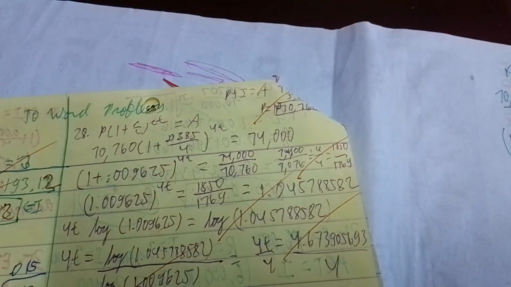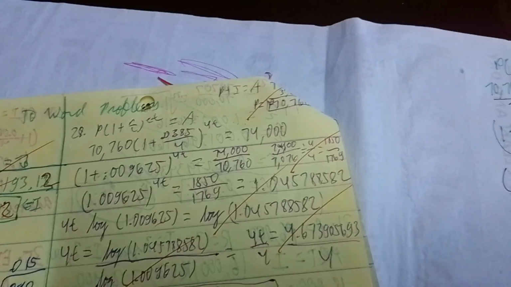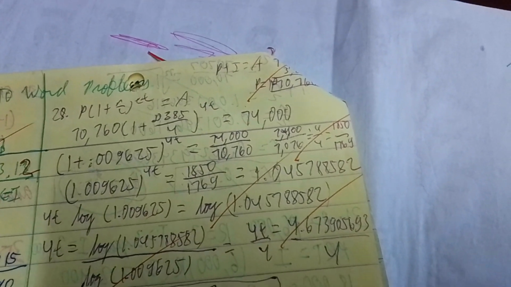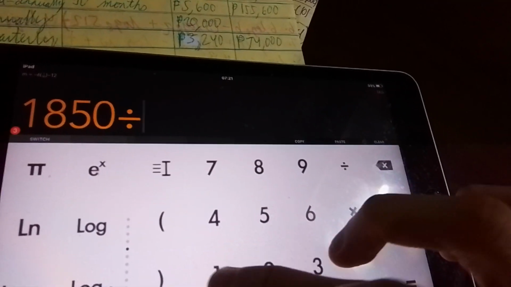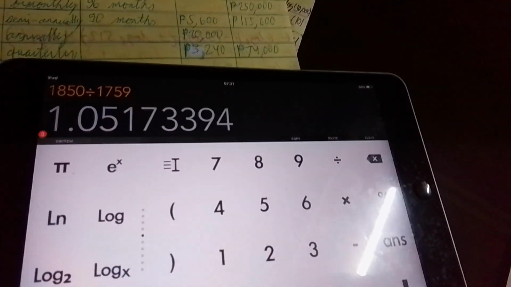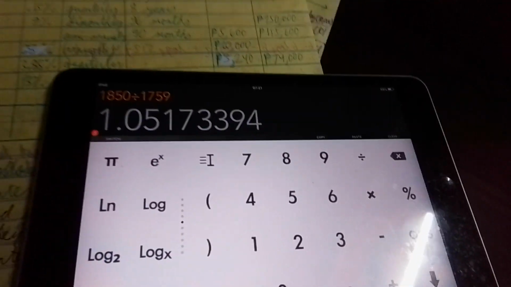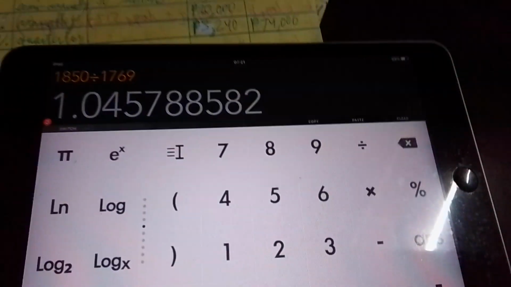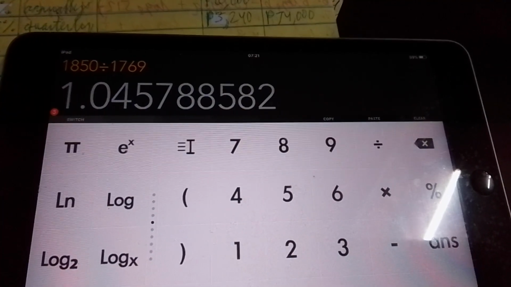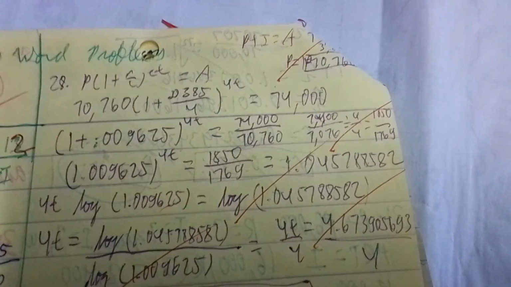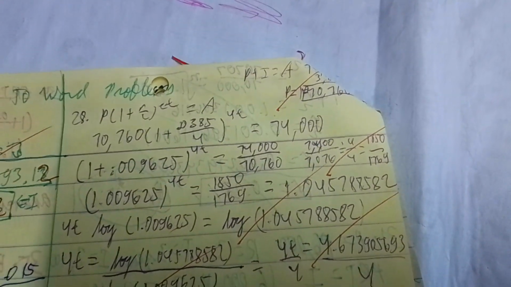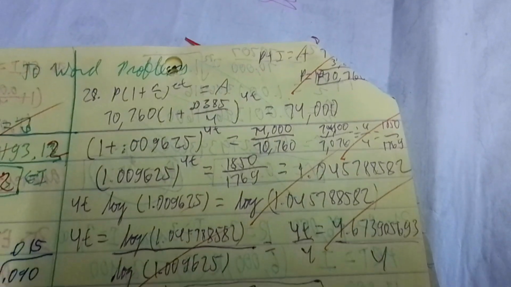And then what I did, remember, I take the log on both sides. So if I take the log on both sides, I let the 40 slide and then take the log of both situations. And actually, I know the log of 1,850 divided by 1,769, if I were to do this, I'm supposed to get 1.0457888582. So that should be my answer. And then, based on the answer that I get here, 40 times the log of 1.009625, and then I divide that just like that.